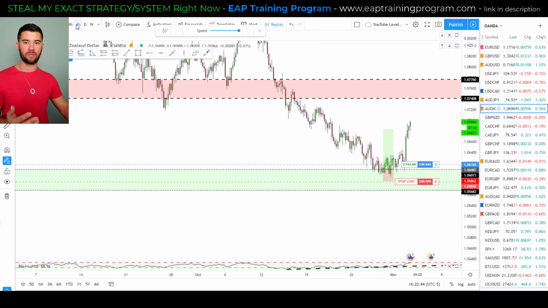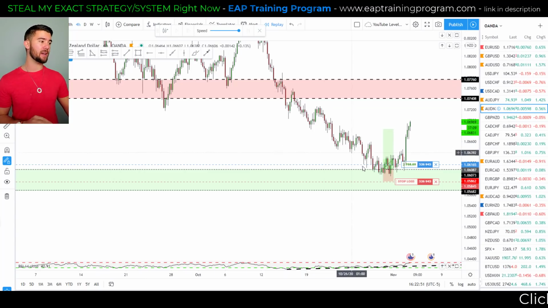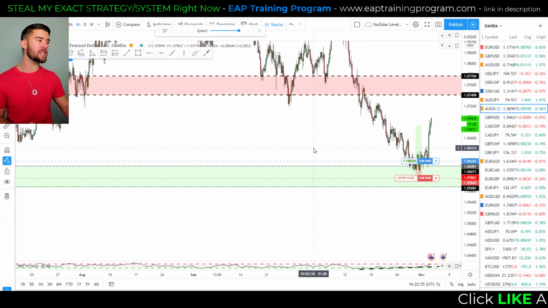We were looking at a higher time frame, right? The 4-hour chart, 4-hour level that could possibly move the market. We spotted that. Here we have our 4-hour chart. We pushed the market back. We're also looking at recency, right?